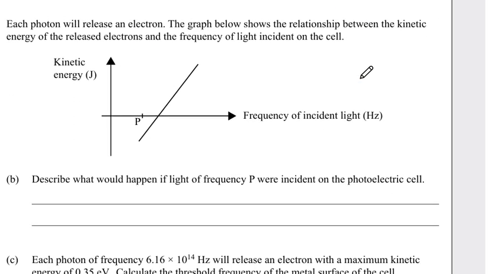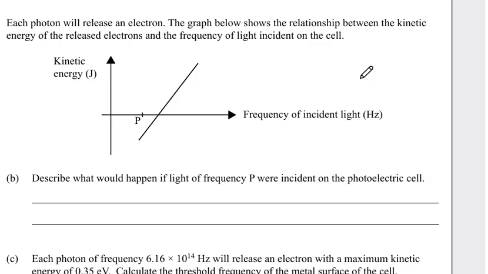And then let's look at part B. Each photon will release an electron. We know that. The graph below shows the relationship between the kinetic energy, EK, actually it's EK and not EK max, of the released electrons and the frequency of the light incident on the cell.